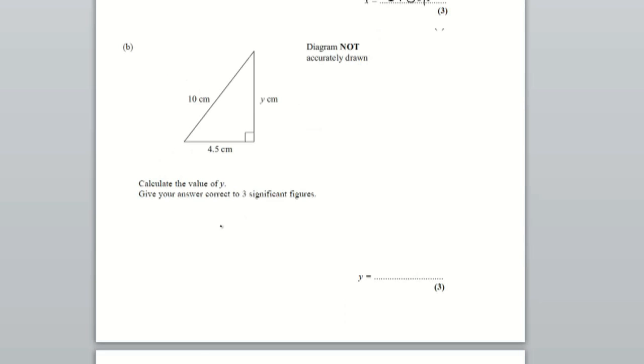Calculate the value of y, giving your answer to three significant figures. Well, there are no angles, so we can't use trigonometry. It's Pythagoras' theorem. y squared is 10 squared, take away 4.5 squared. 79.75 at this point. Then y is the square root of that. Don't round at this point, wait until your final answer. 8.93.